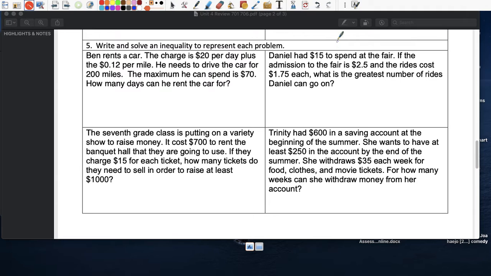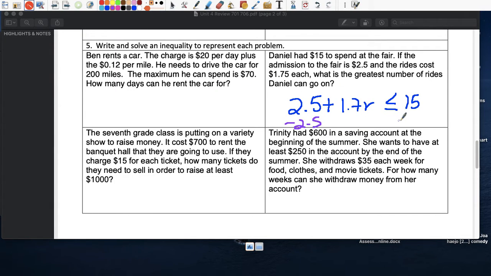Daniel had $15 to spend at the fair. The admission to get in is $2.50, and each ride costs $1.75. What is the greatest number of rides that he can go on? Okay, so he has $15 to spend. So he can't go over 15, so less or equal to 15. To get in, he's going to pay $2.50, plus $1.75 for each of the rides. Let's call it R. And that's your inequality.